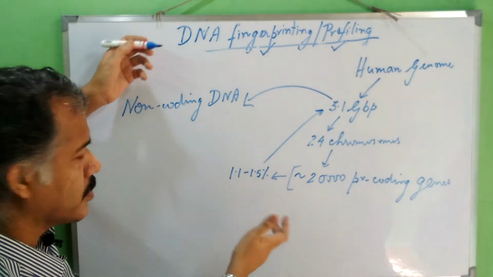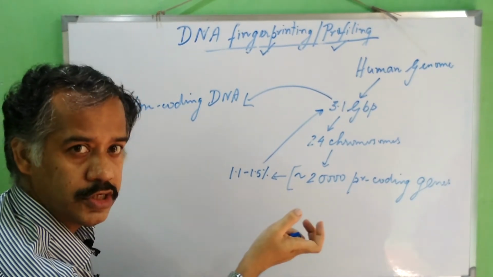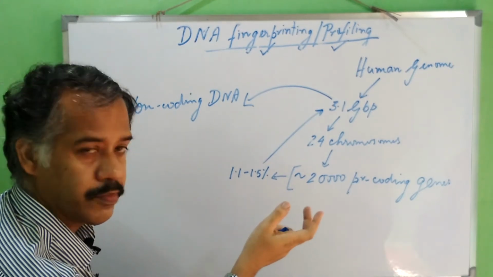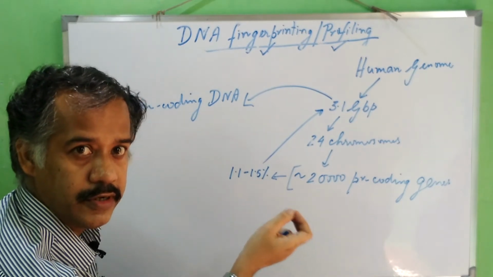And there are various kinds of non-coding DNA. There are the introns, there are the pseudogenes, there are the transposon elements, there are various kinds of repetitive DNA, and our focus is on this last term, repetitive DNA.